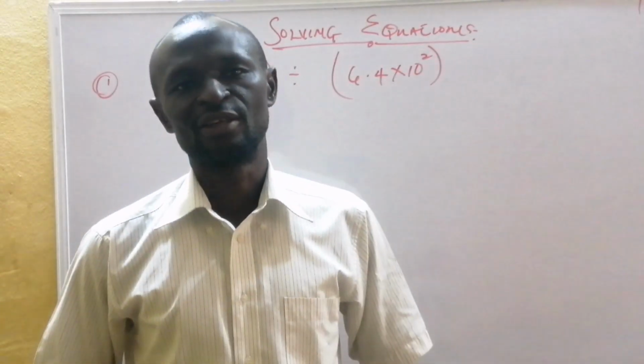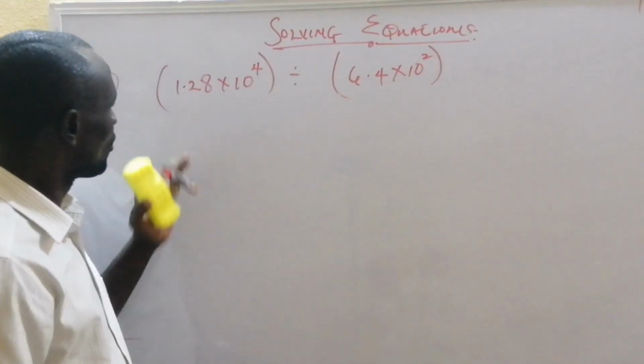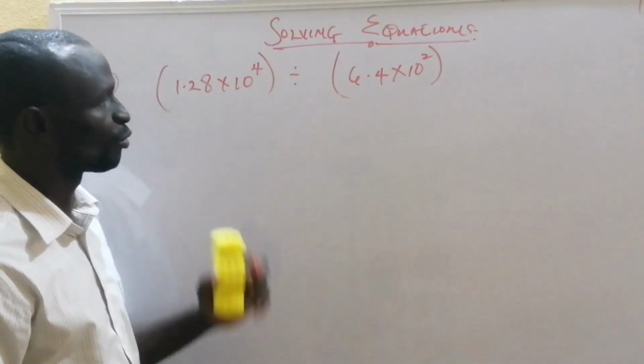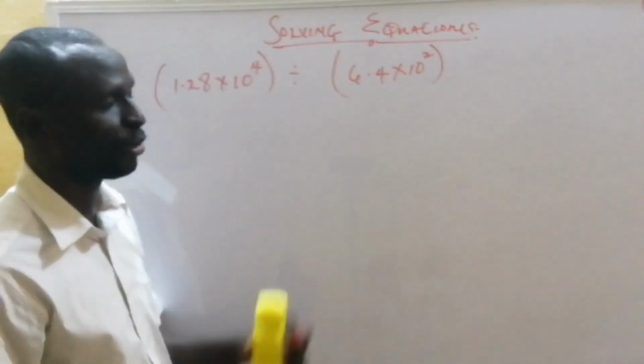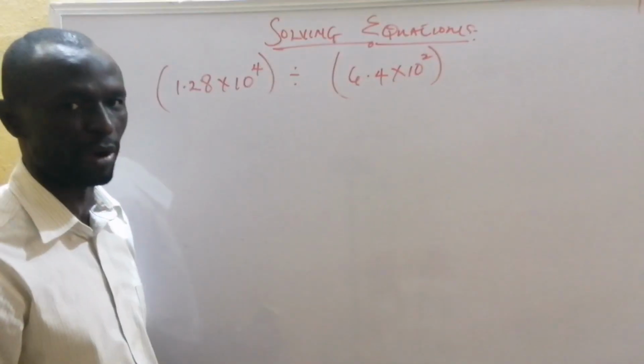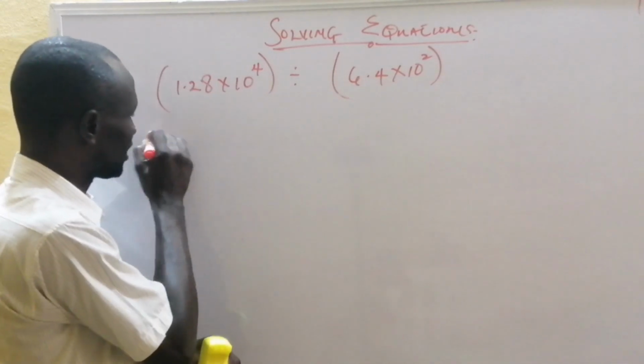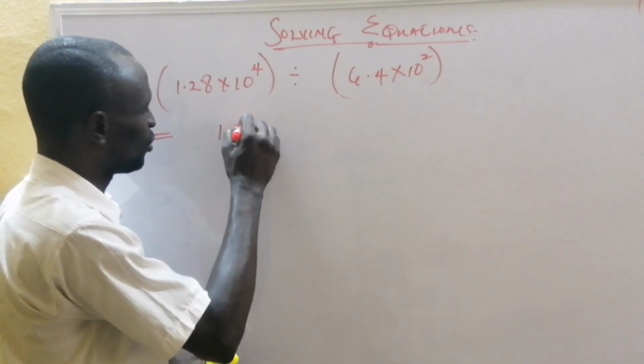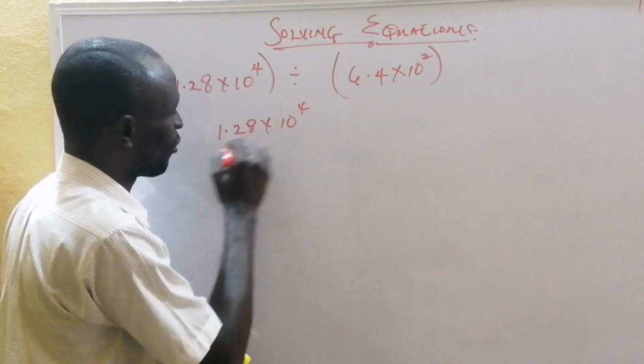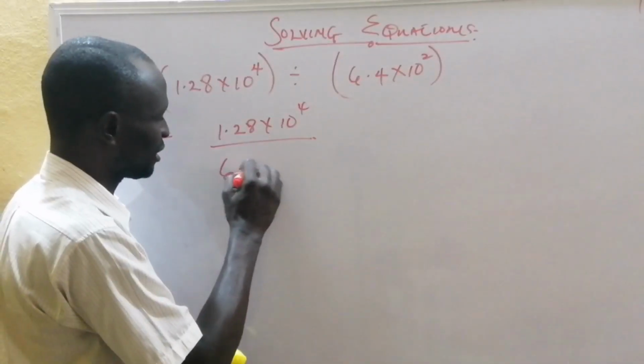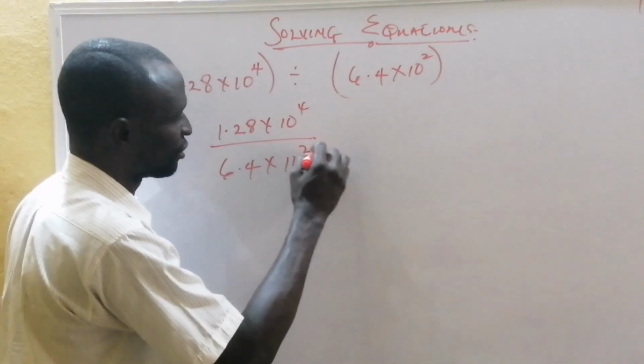In today's class, we'll try our hands on some post UTME. Our question says 1.28 times 10 raised to the power 4 divided by 6.4 times 10 raised to the power 2 is the same thing as 1.28 times 10 raised to the power 4 divided by 6.4 times 10 raised to the power what? 2.